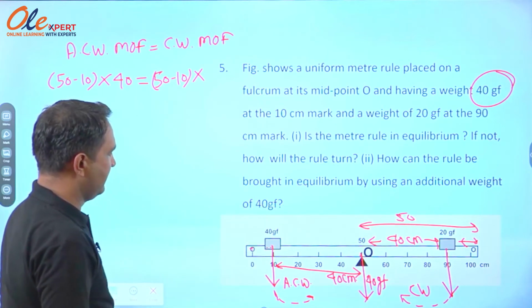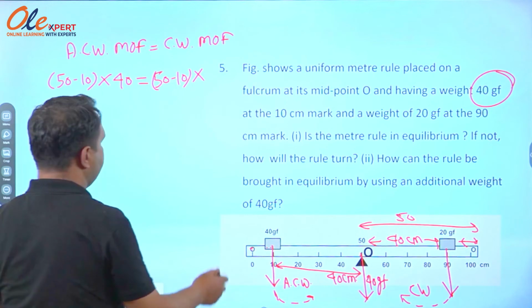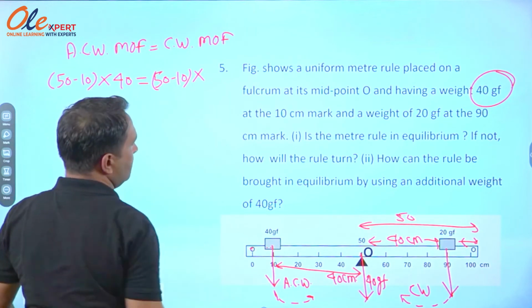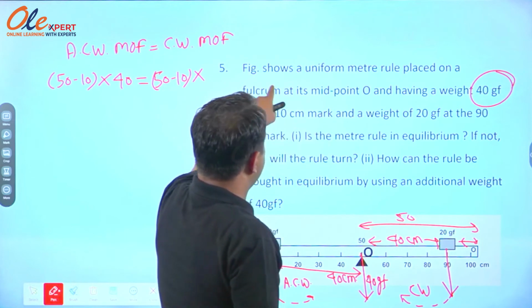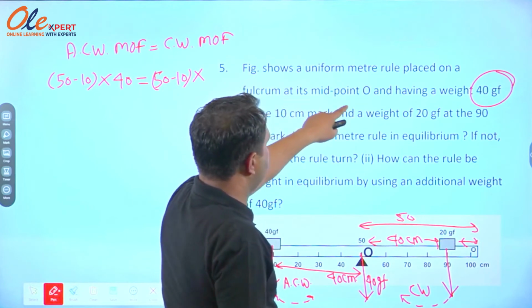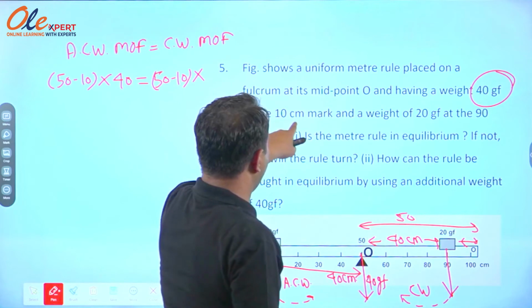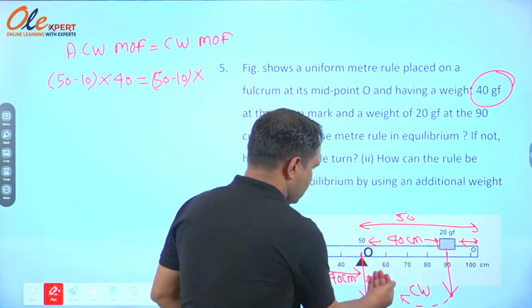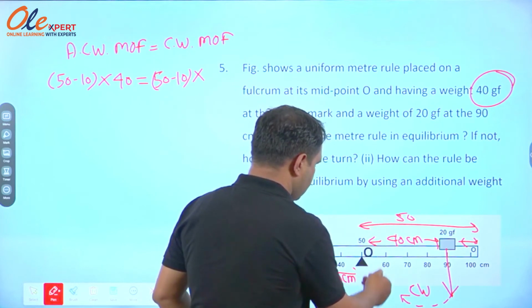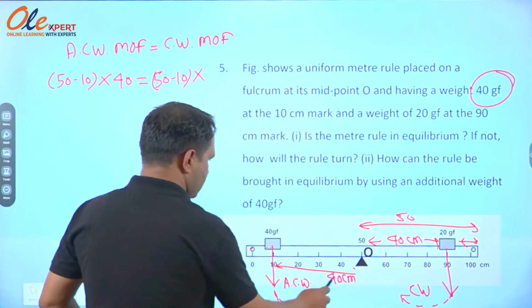This is 20 GF. So the uniform meter rule is placed on a fulcrum at its midpoint and has a weight of 40 GF at the 10 centimeter mark. This is 40 GF at the 10 centimeter mark. This is not the weight of the meter rule, sorry, very sorry.